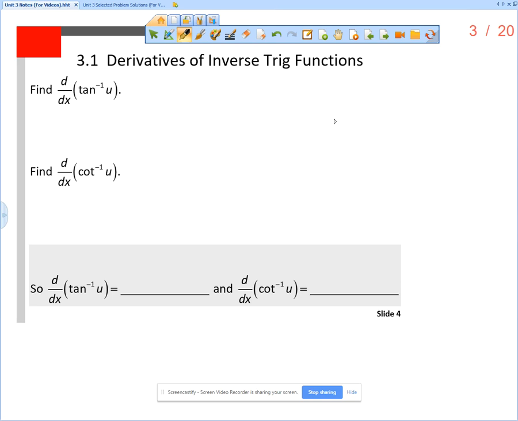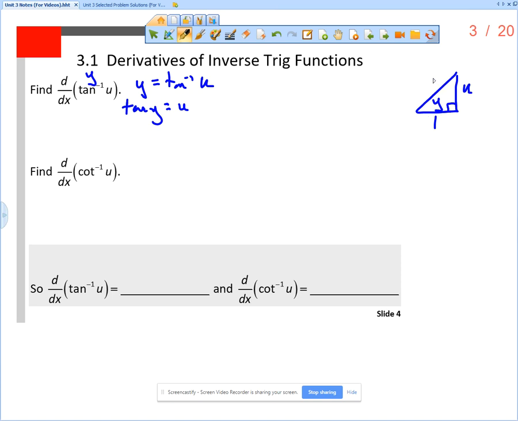All right, so derivative of tangent of u. So once again, we're going to say, okay, y equals tangent inverse of u. So that means the tangent of y is equal to u. So now let's draw our triangle right away. The tangent of y is u. So the angle is y. If the tangent is u, that means opposite over adjacent. So now what does that mean?